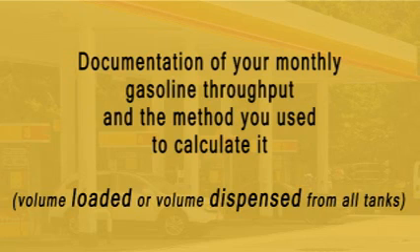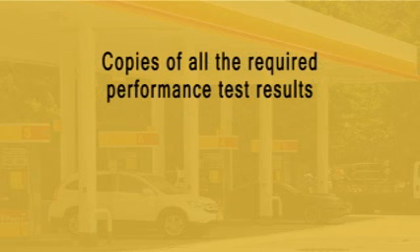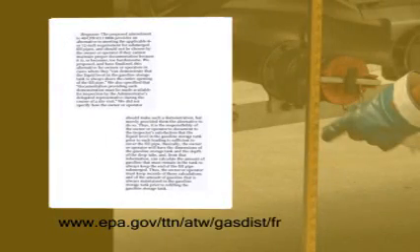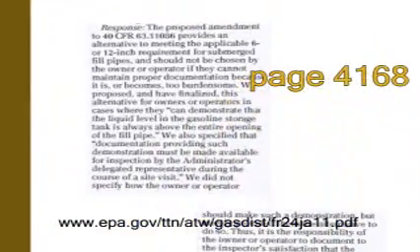These records must be available to U.S. EPA within 24 hours of request. Copies of the notifications that you are required to submit to EPA, and copies of all the required performance test results. Sources must maintain these test result reports for 5 years. Documentation showing that when gasoline loading occurs, the fill pipe opening is submerged 6 to 12 inches. The amendment addressing this requirement can be found in the Federal Register on page 4168 under Response.